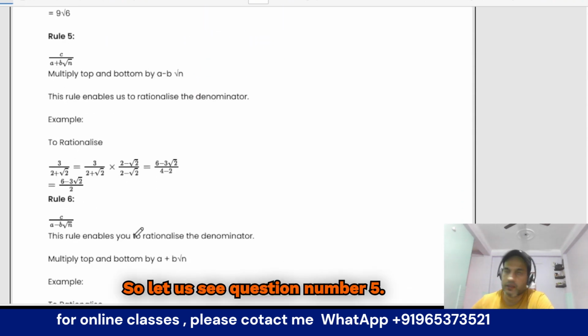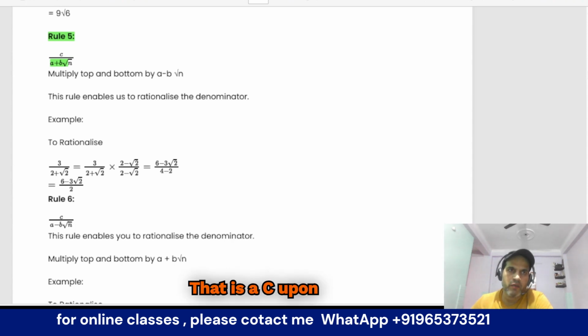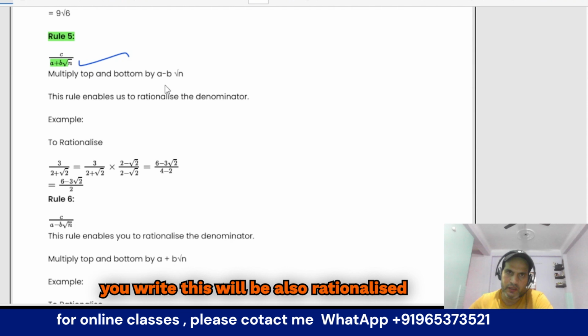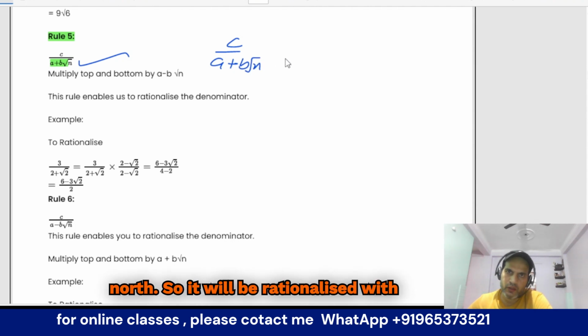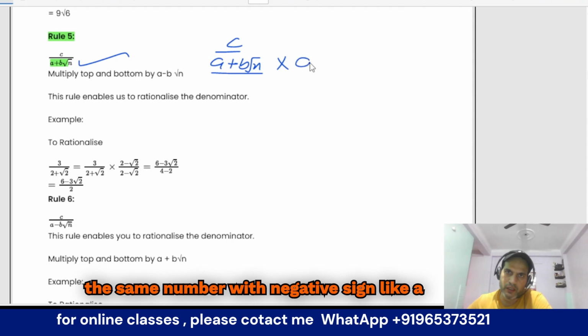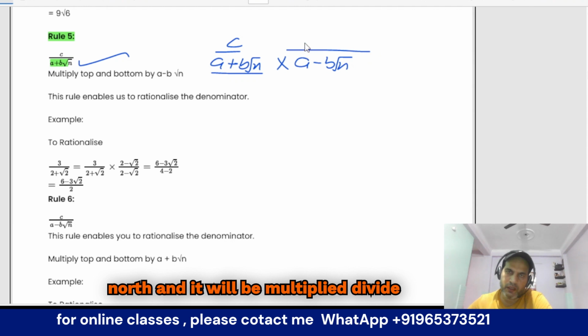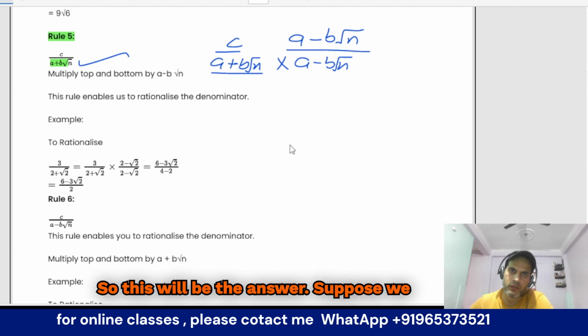So let's see rule number 5. How can you solve it? That is c upon a plus b root n. How can you write it? This will also be rationalized by the same number. Suppose here is a plus b root n, so it will be rationalized with the same number with a negative sign, like a minus b root n, and it will be multiplied and divided on both sides. So this will be the answer.